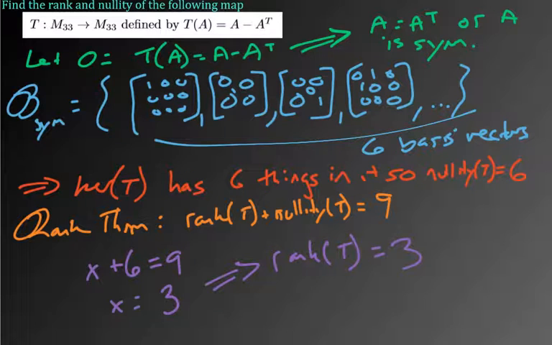And what that means is it sends quite a bit of stuff to 0. It sends 6 dimensions worth of this original 9 dimensions to 0 in the map, and only 3 dimensions get sent through and are non-trivial. So that's a very important thing in linear algebra, being able to analyze those different maps and things like that.